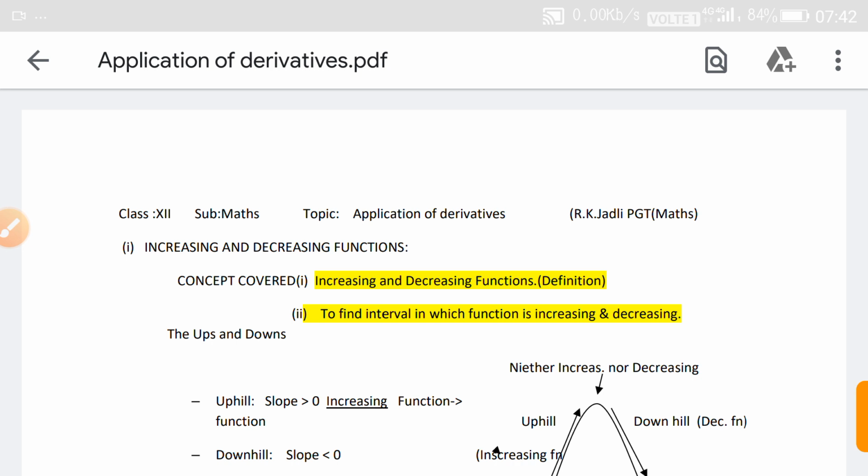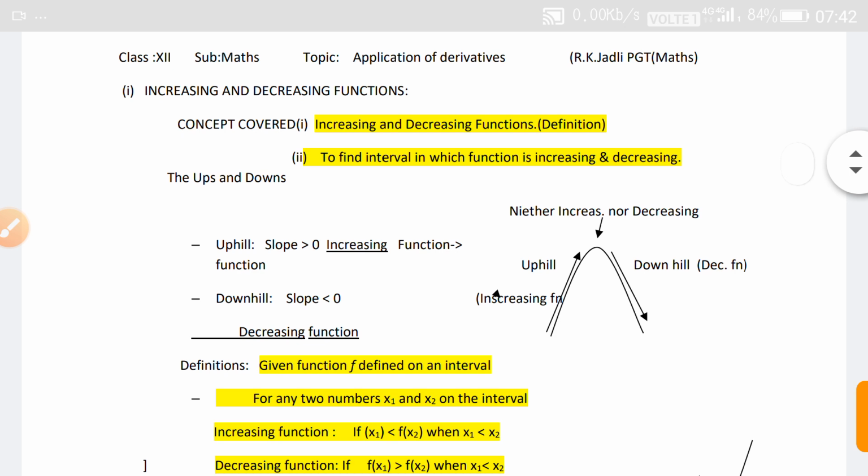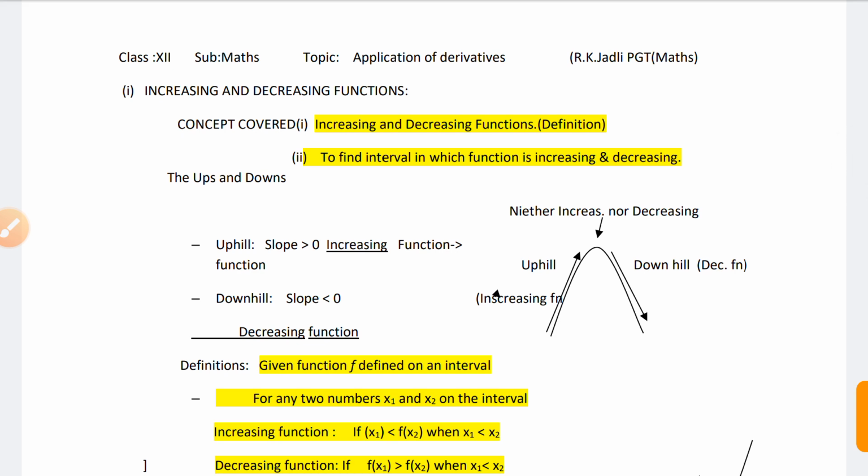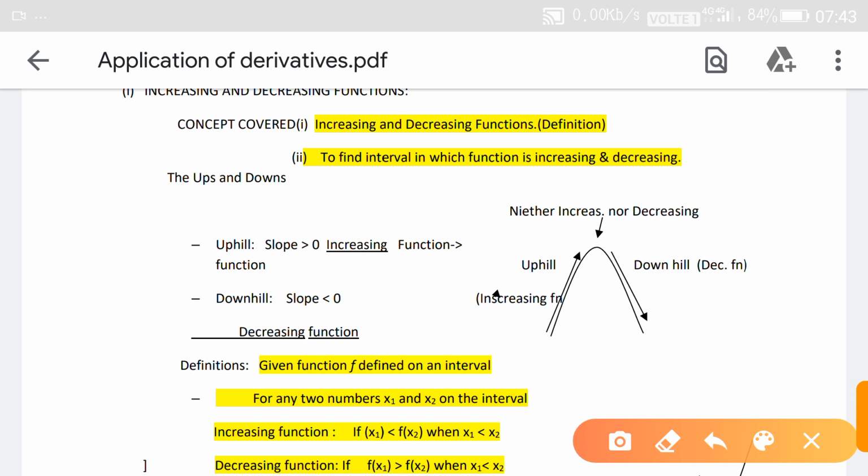in which our concept will be for increasing and decreasing function definitions, and second, the interval in which the function is increasing and decreasing. Now we see the ups and downs as a hill. In the portion of ups, the function is increasing. In the portion of down, the function is decreasing.